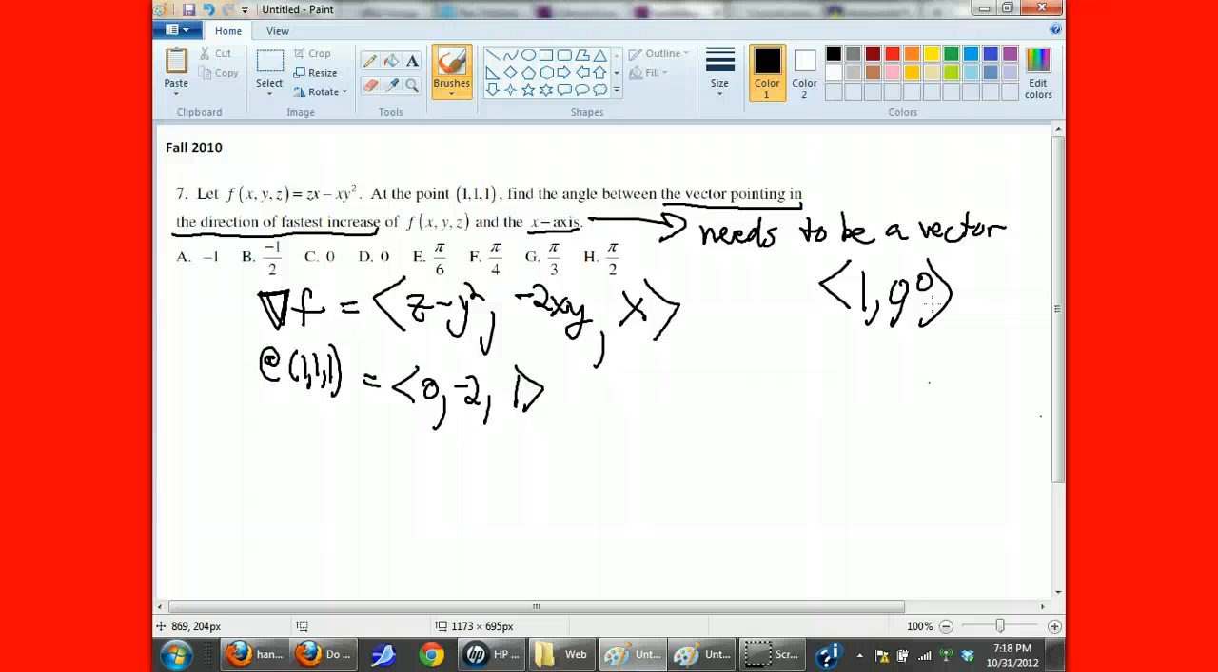Yeah. You do a maximum rate of change problem? Maximum rate of change. Yeah. Everyone.